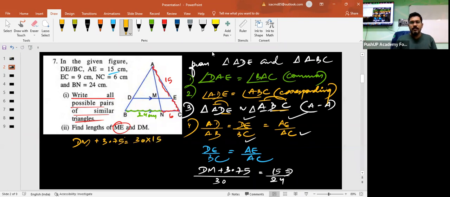Here I am getting 13 into 15 divided by 24. DM is equal to 15, you are getting. Wait a minute, I'll check. It's correct? Yeah, it's correct, Caitlin.